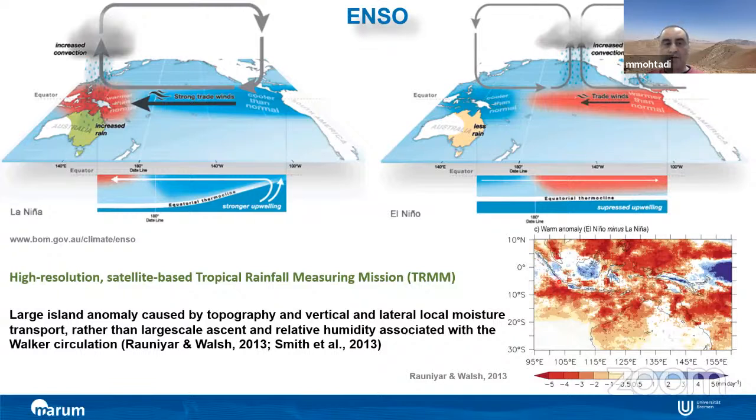And this is not because of the large-scale Walker circulation during La Nina or El Nino years. These are rather related to elevation-related moisture convergence and relative humidity. So these are because of the high mountains in Sumatra, Borneo, Papua New Guinea, and also Java and Sulawesi, those large islands experience rather wet conditions during El Ninos.